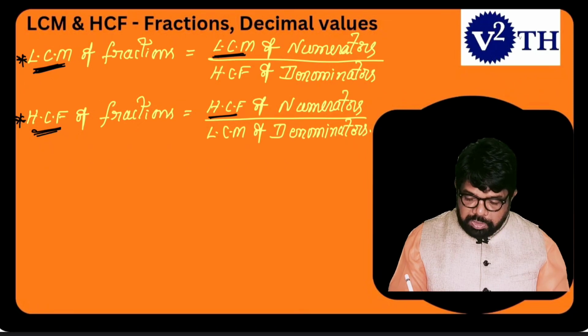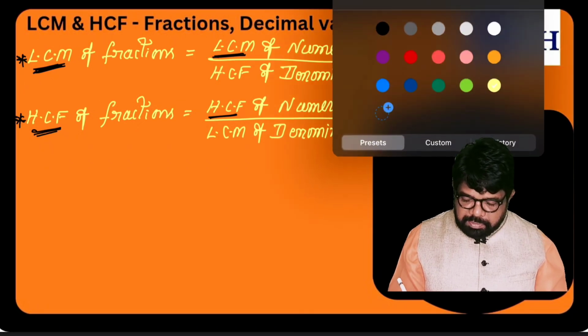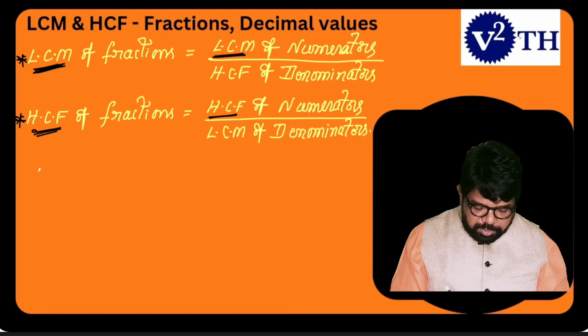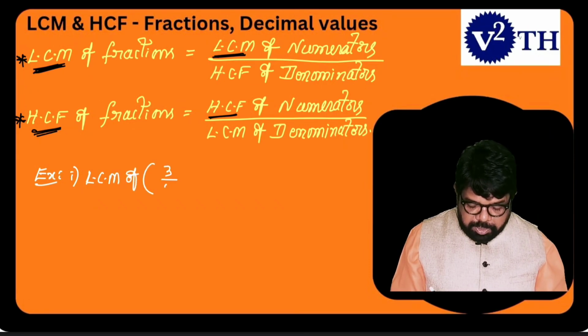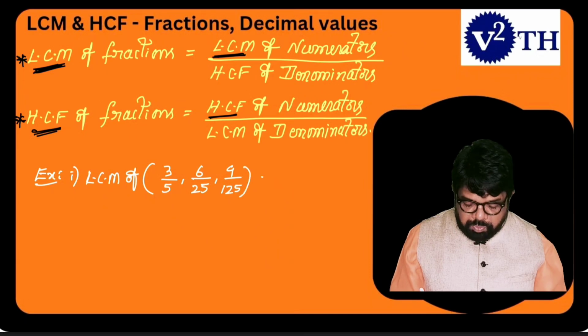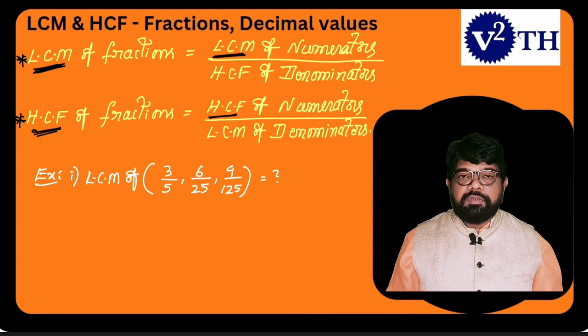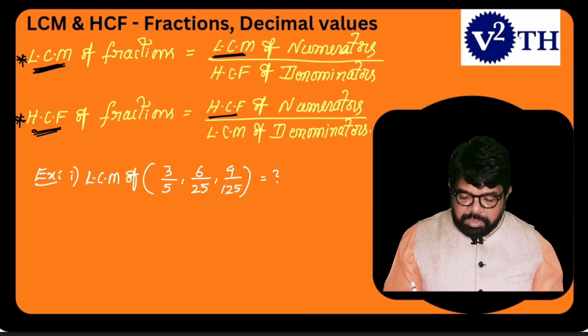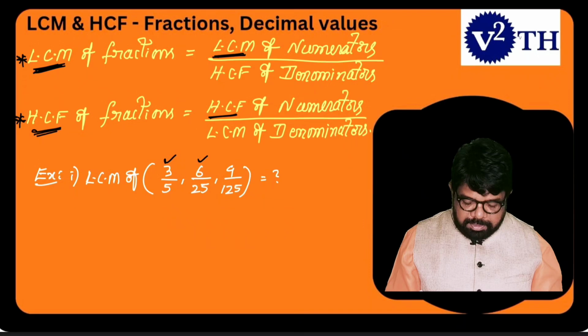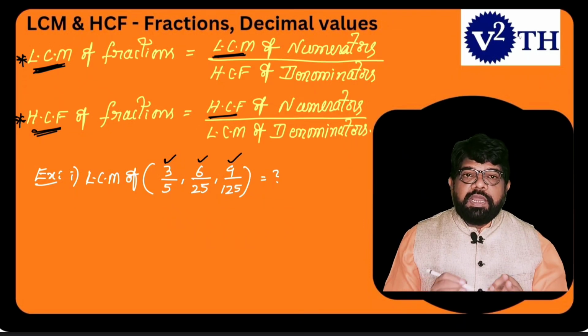I will give an example to understand it very easily. Okay, now see here. To understand, I will give you a simple example. LCM of, let it be 3 by 5, 6 by 25, 9 by 125. So what is the LCM of these values? What is our keynote? LCM of numerators. What are the numerators here? 3, 6, 9. For these values, you have to calculate the LCM.